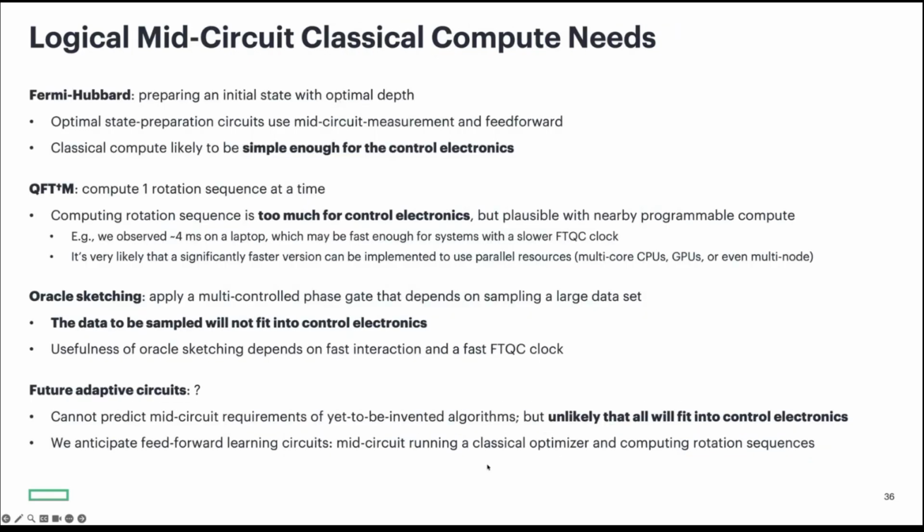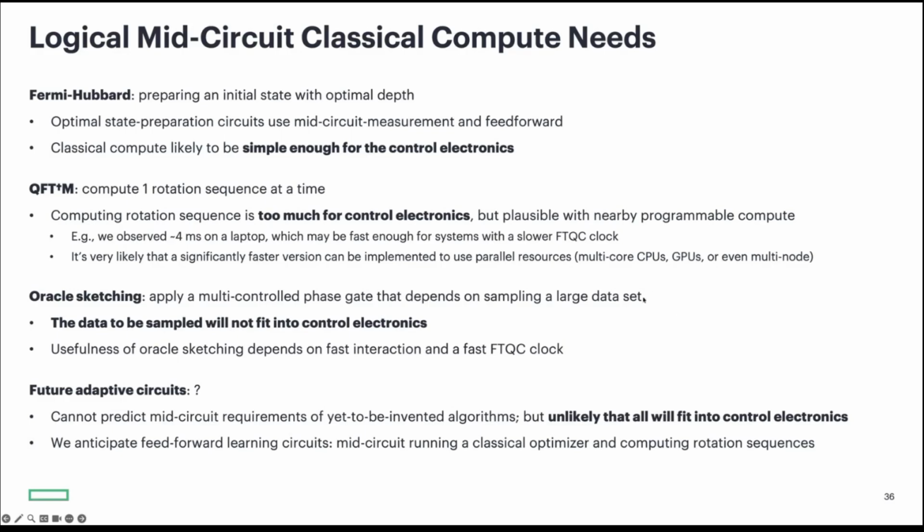On the part I was describing about logical mid-circuit classical compute and those adaptive circuits, we saw that with Fermi-Hubbard for state preparation, the classical compute probably can be done within the control electronics, but we still think it's important to emphasize that it matters. For quantum Fourier transform followed by measurement, it would be too much for control electronics. The current code that does this took 4 milliseconds on a laptop, but I expect that could be significantly optimized with parallel resources to bring it to something closer to an FTQC clock speed.